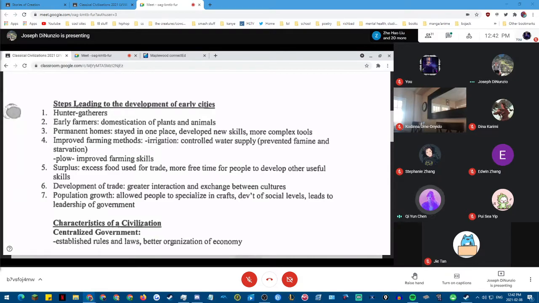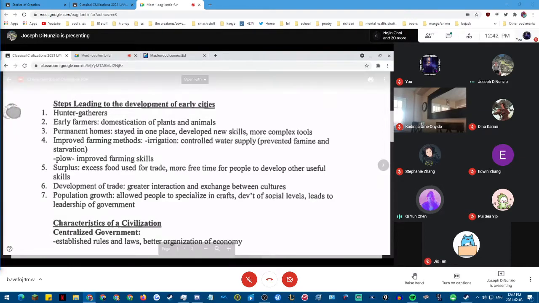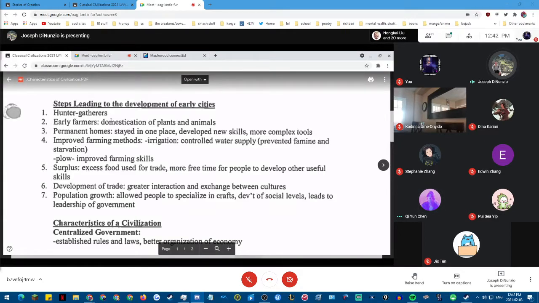Plow. Improved farming skills. 5. Surplus. Excess food used for trade. More free time for people to develop other useful skills. 6. Development of trade. Greater interaction and exchange between cultures. 7. Population growth. Allowed people to specialize in crafts. Development of social levels leads to a leadership of government. Good. So these 7 steps are how we got here.